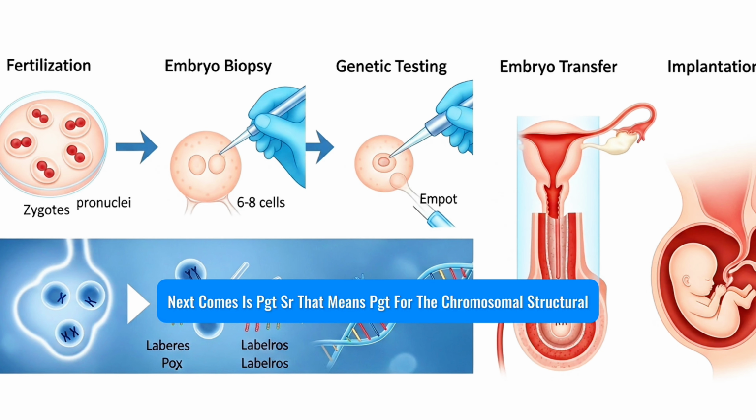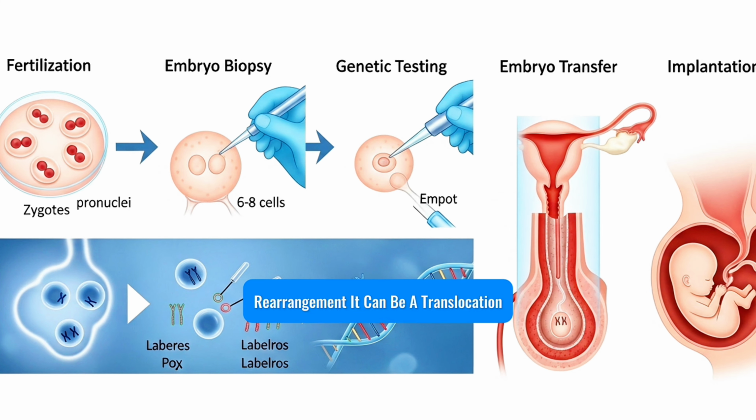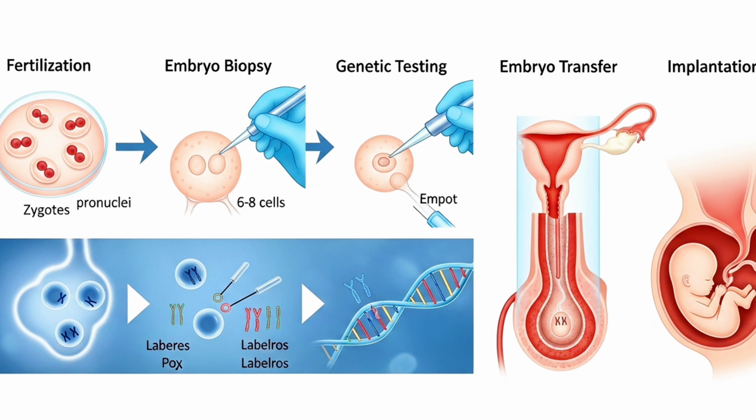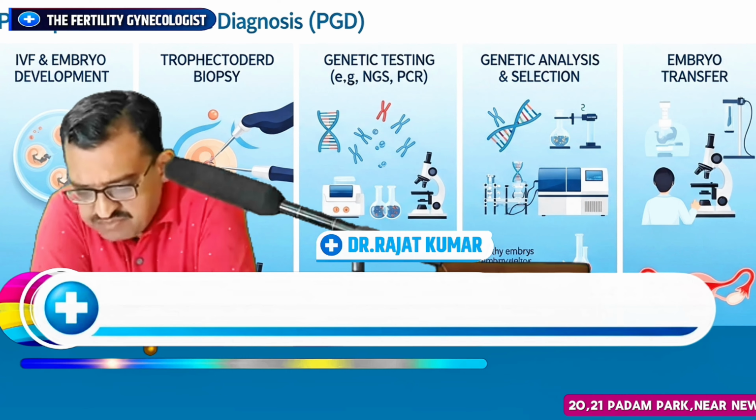Next comes PGT-SR, that means PGT for chromosomal structural rearrangements. It can be a translocation, it can be an inversion. In all those cases, like I said, they can be a cause of repeated miscarriages. It diagnoses Robertsonian translocation, balanced translocation, and unbalanced translocation.